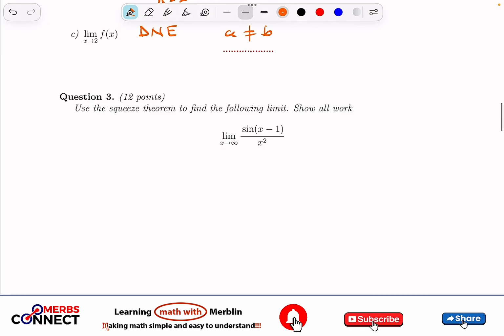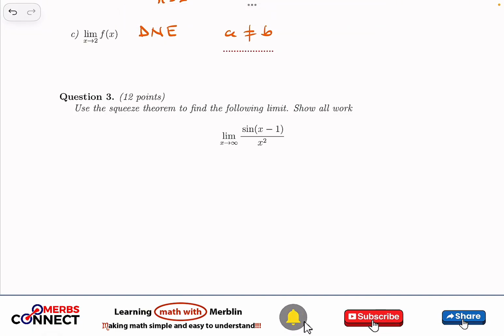Question 2. Now use the squeeze theorem. So here we want you to use the squeeze theorem. So you should be using squeeze theorem to solve this. So let's try and use the squeeze theorem here and see. Now for us to use squeeze theorem, we need to set up an equation.